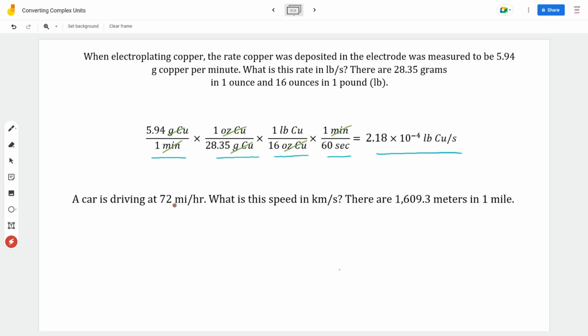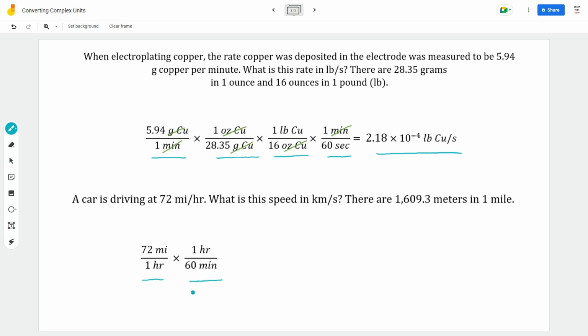Okay, so I'm going to have to take miles to kilometers, and then in my denominator, I'm going to have to take hours to seconds. I'm going to start with what I was given, 72 miles per 1 hour. So this time, just to mix things up a little bit, I think I'll convert my denominator first. Again, it doesn't matter. Choose whichever one you like. I need to go from hours to seconds.